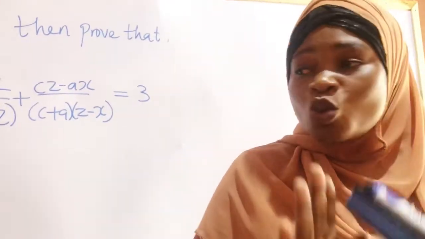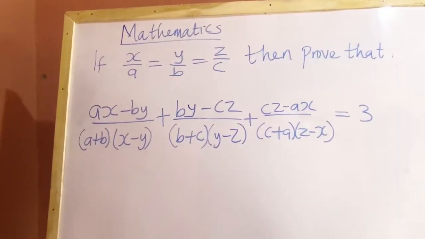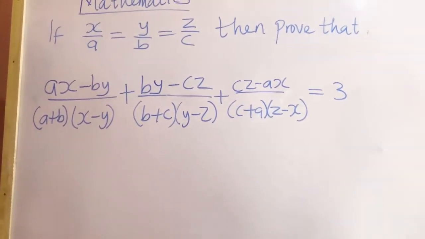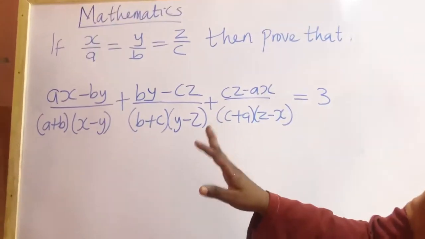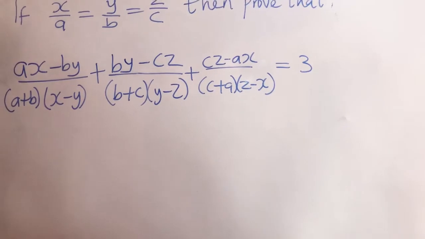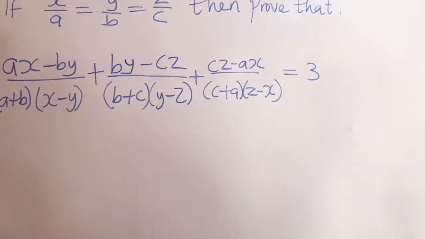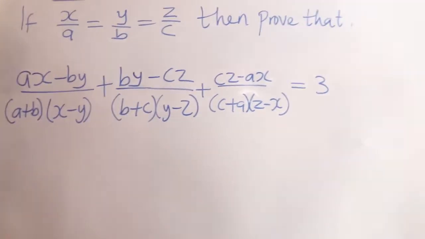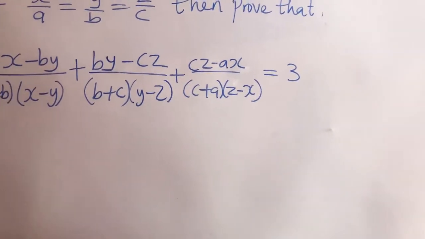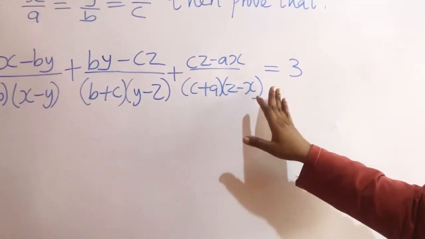So in today's class, you want to solve: if x over a is equal to y over b is equal to z over c, then prove that (ax minus by) over (a plus b) multiplied by (x minus y), plus (by minus cz) over (b plus c) multiplied by (y minus z), plus (cz minus ax) over (c plus a) multiplied by (z minus x) is equal to 3. Solution.